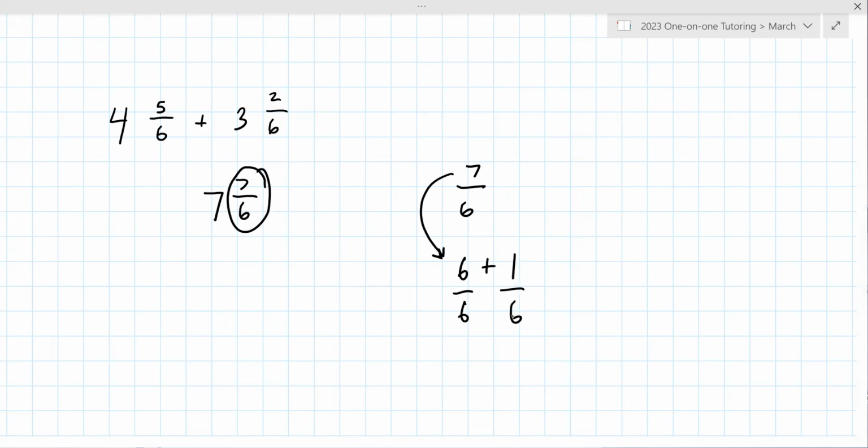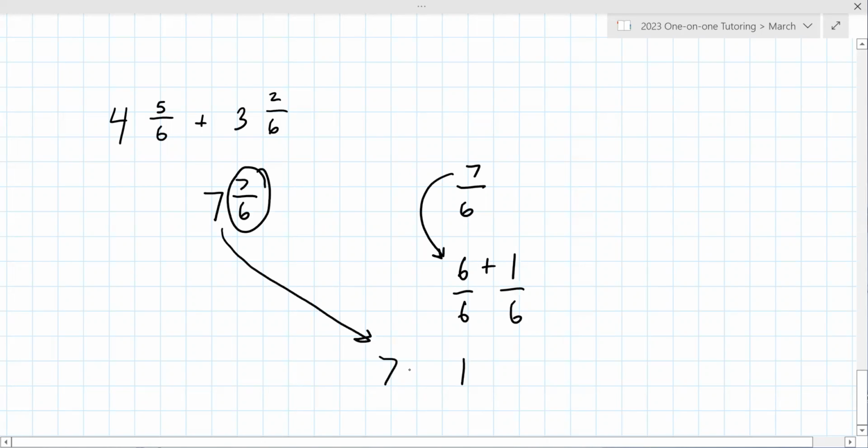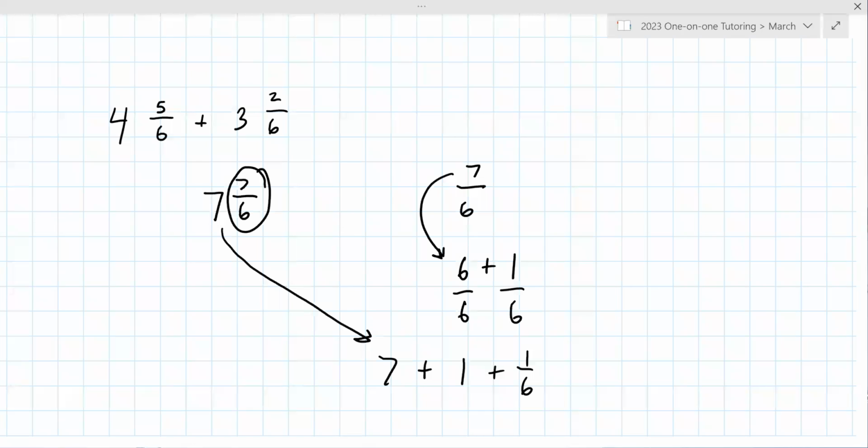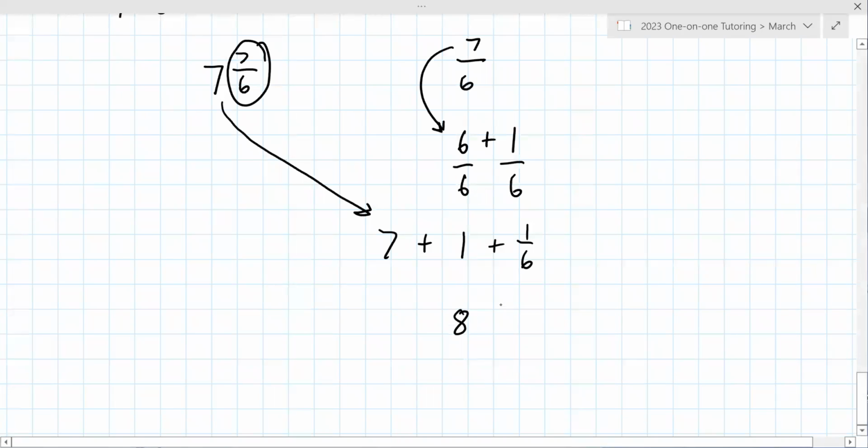Okay. And then what does 6/6 become? 1. So now the 7 from over here comes down. And you're adding 7 plus 1 plus 1/6. So 8 and 1 over 6.